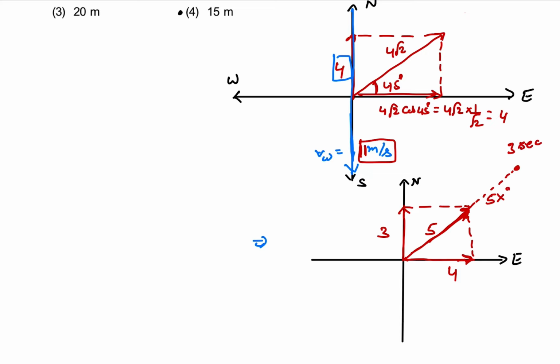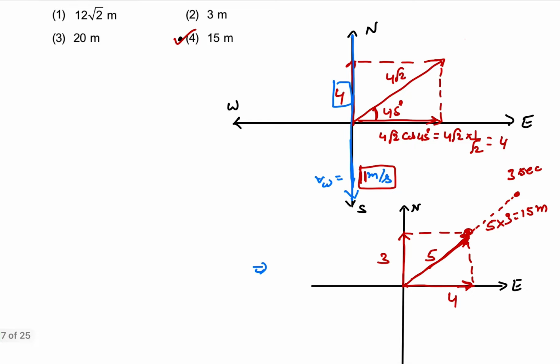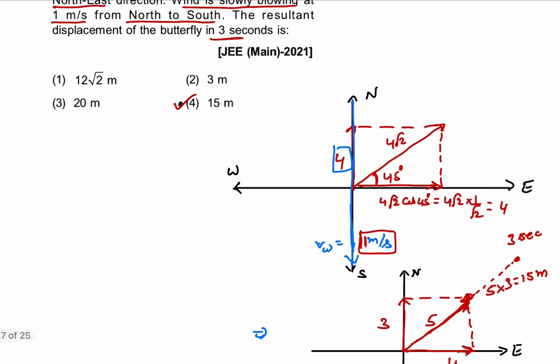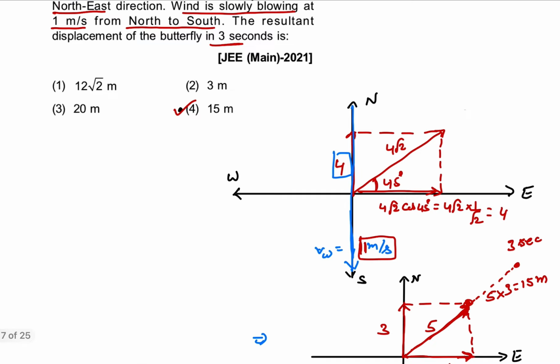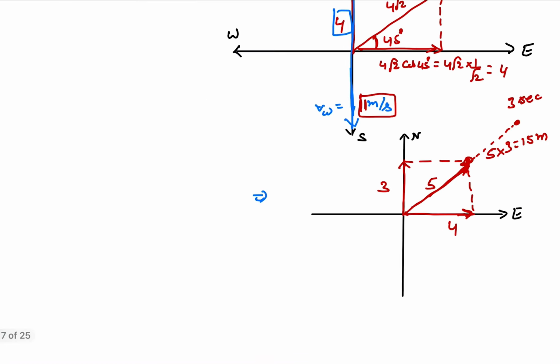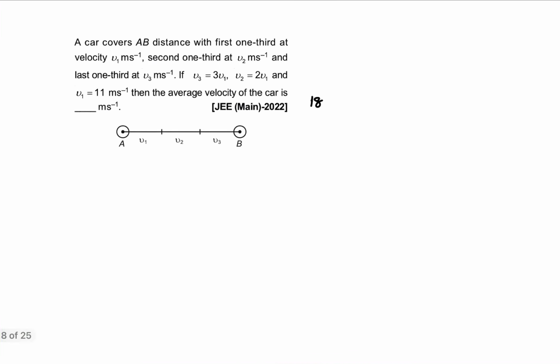In 3 seconds, it can move 5 into 3. That is 15 meters it can travel. So you can take 15 meters as the answer. The butterfly's overall velocity is 5, so 5 into 3 is 15.